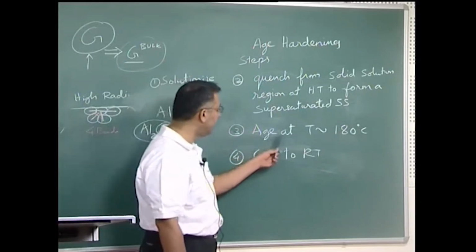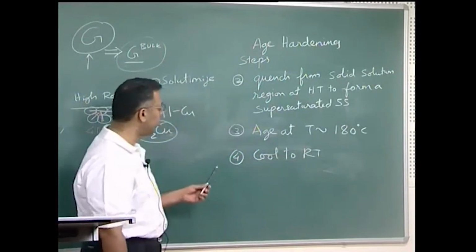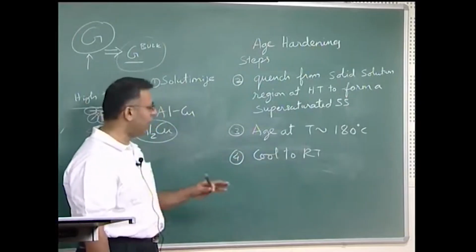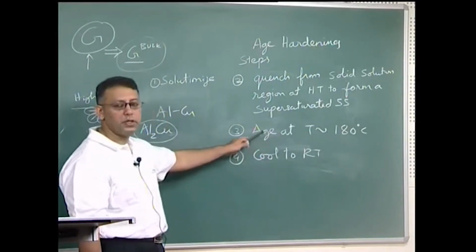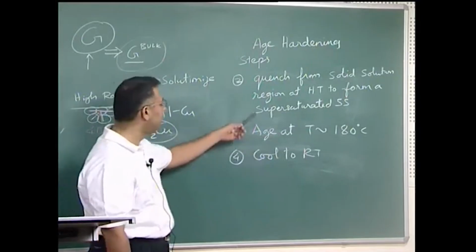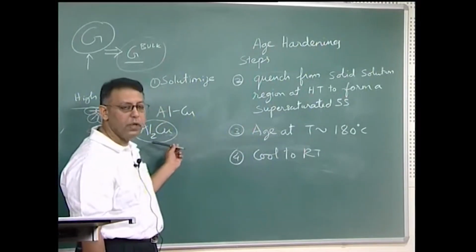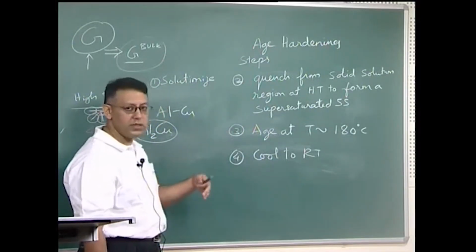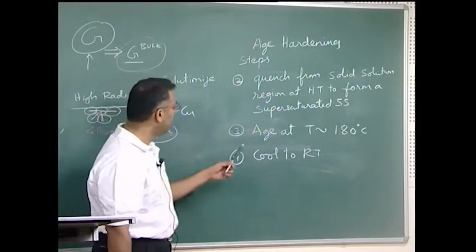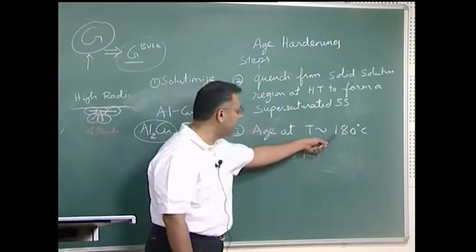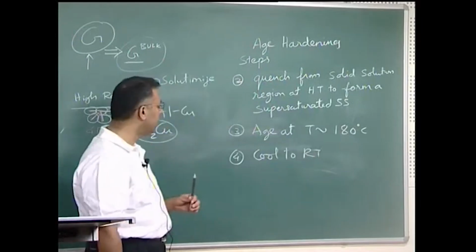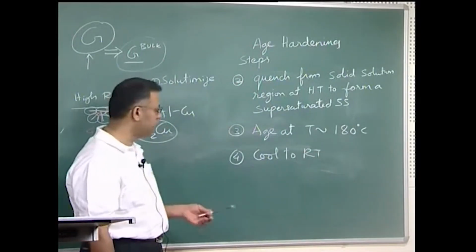Then we actually heat it again to a higher temperature, which is about 180 degrees Celsius. Even if the solution is left at room temperature over a long period of time, these precipitates will tend to form, and therefore, precipitation does take place even at room temperature. But to accelerate the process, we can actually heat it to high temperatures, about 180 degrees, and therefore, we will actually have a precipitation process.